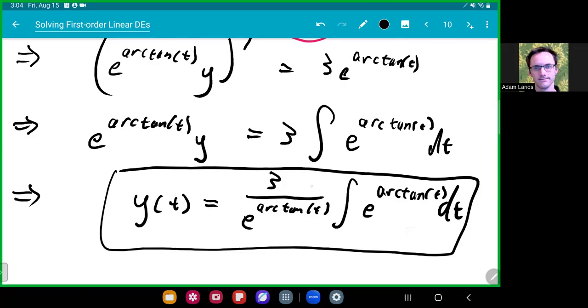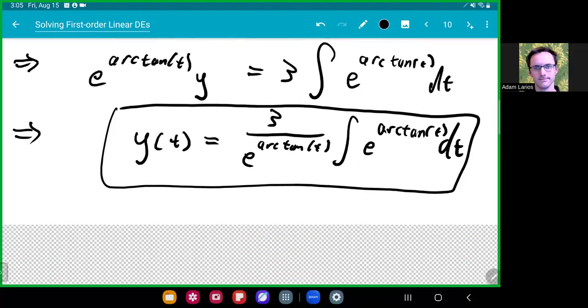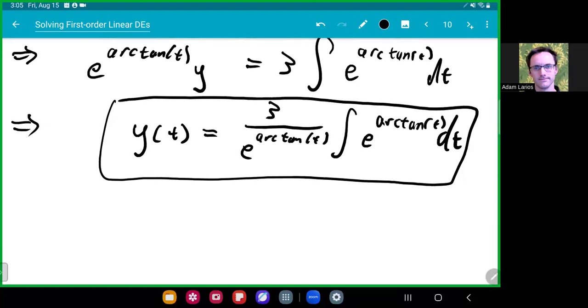We could then take a look at the graph or something like that. But from the perspective of differential equations, there's nothing left to solve here. This is a complete solution. It just happens to involve a function which is rather nasty.